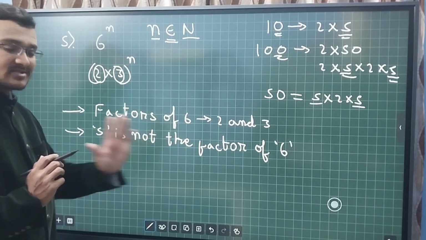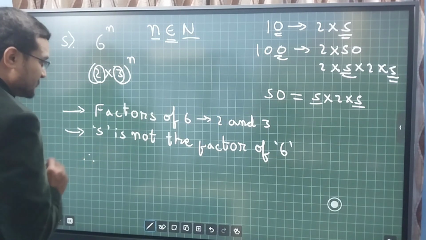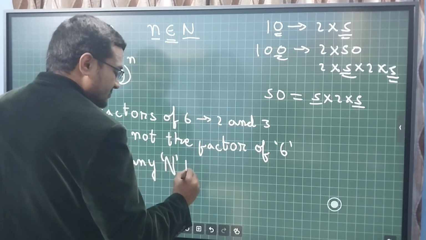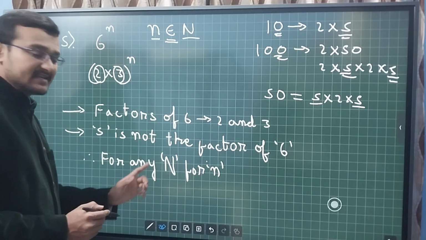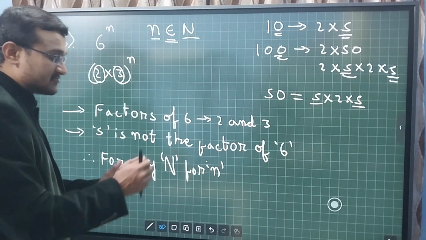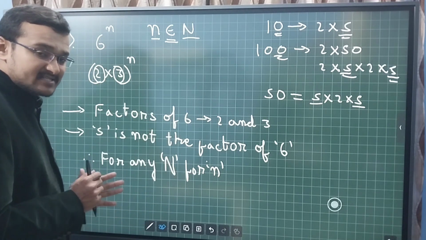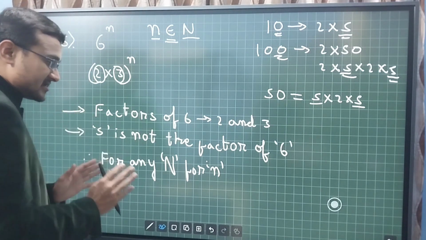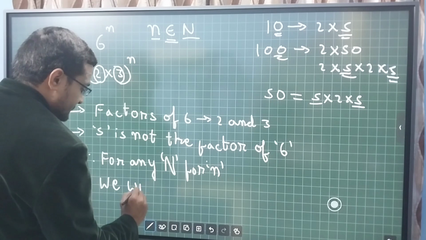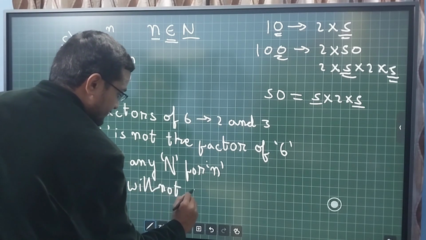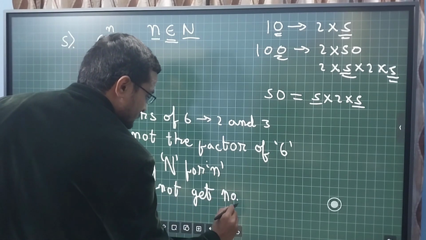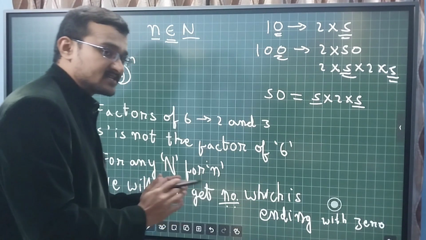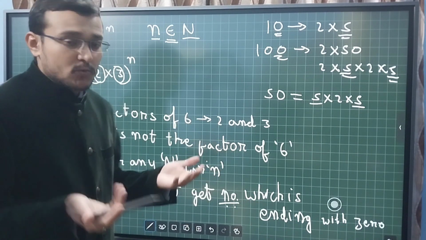So since 5 is not a factor of 6, therefore for any natural number capital N for small n, that means if you take any natural number and substitute it in the place of small n, you will not get a number which is ending with 0. So this is how you have to explain, or you can explain in your own words as well.